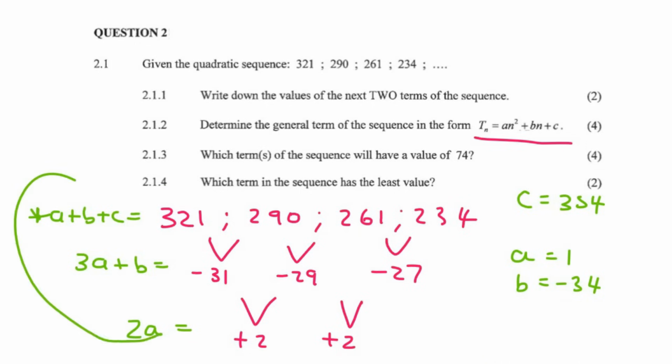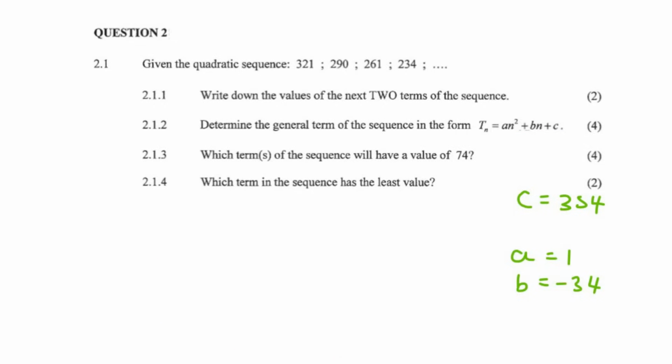Where do these three formulas come from? Those were mathematically determined many years ago. You can always use them. They always work for quadratic number patterns. Moving on to question 2.1.3. Oh, but I haven't actually written down this answer. So it was Tn is equal to n squared minus 34n plus 354.